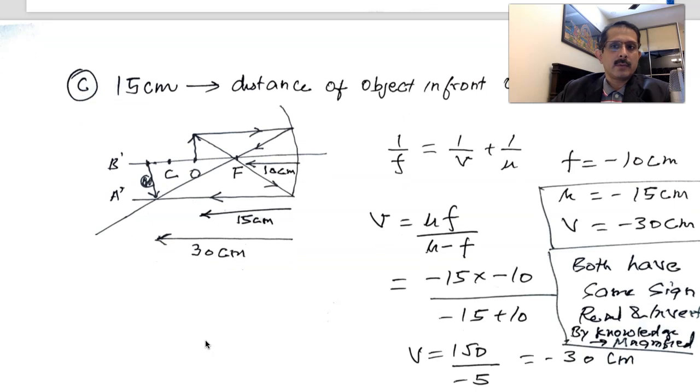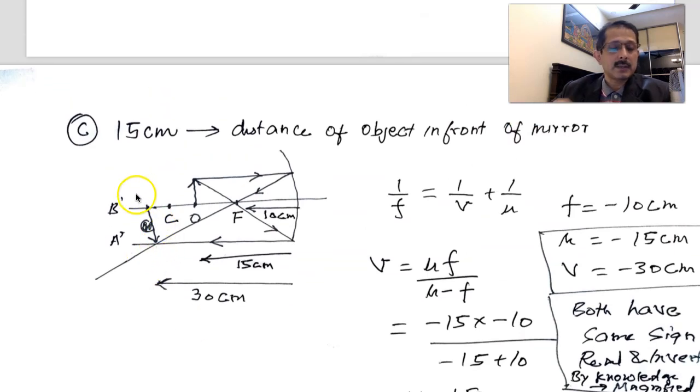Let's quickly move to the third question, the third part of this question, which was 15 centimeter distance of object in front of the mirror. Now in this case, we draw this ray diagram. Here this is the mirror. I think I have missed marking where it is polished, but it is quite apparent that this is a concave mirror, so there should be no confusion. Now in this case, it is 15 centimeter distance of object in front of the mirror.